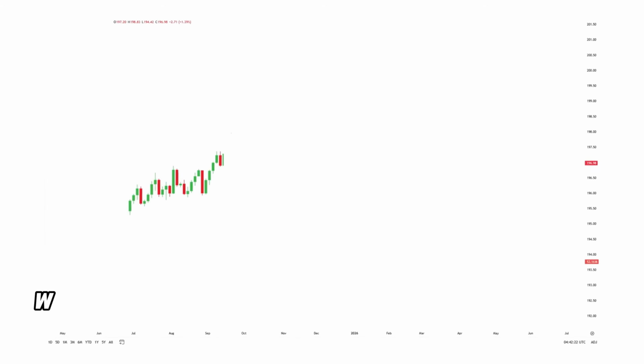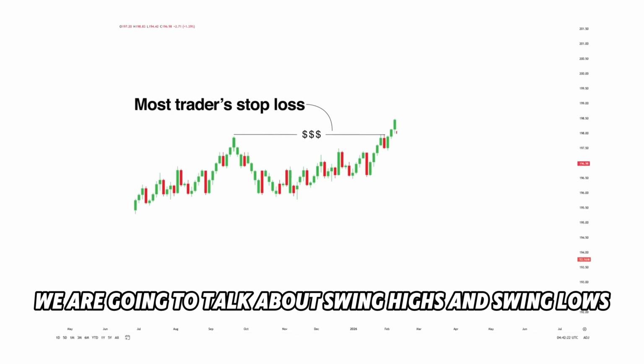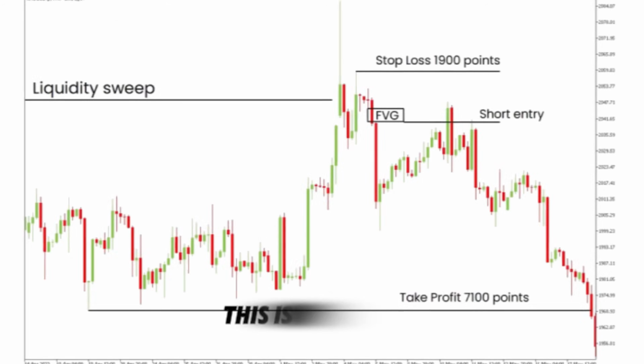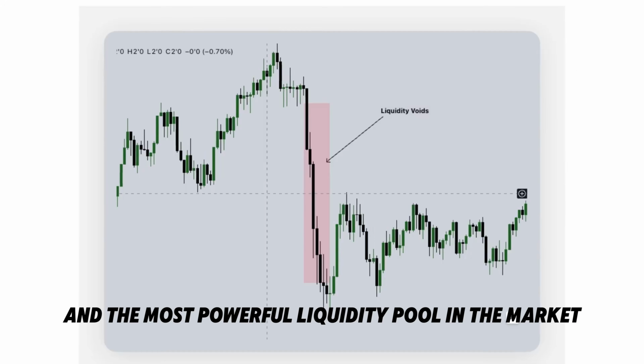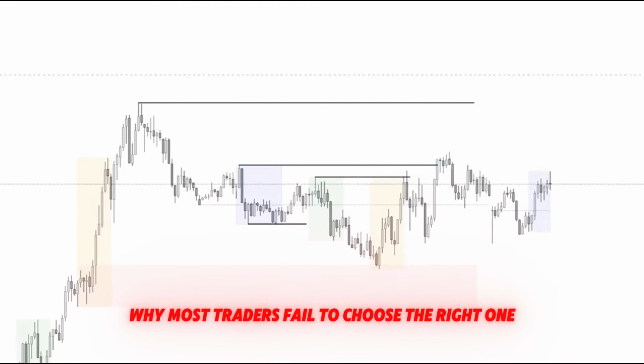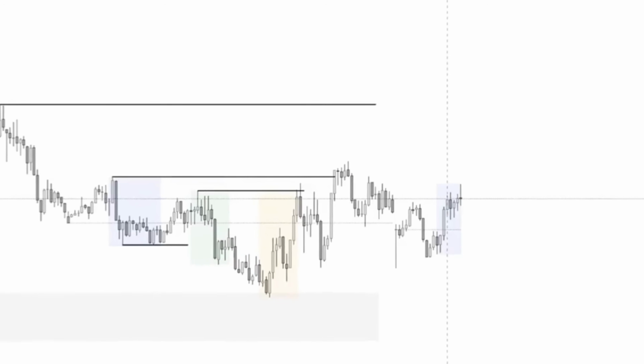In episode 4, we are going to talk about swing highs and swing lows, which are also called old swing highs and old swing lows. This is the easiest and the most powerful liquidity pool in the market. I will break down why most traders fail to choose the right liquidity pool when using these highs and lows. So let's get straight into it.